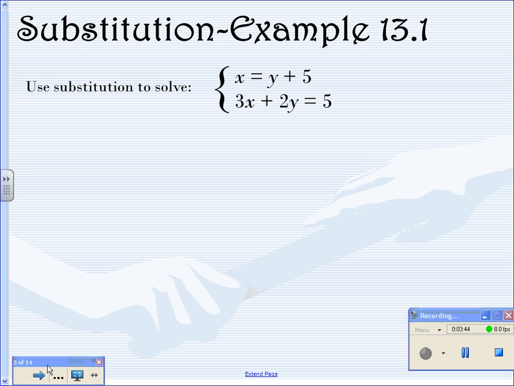This is the type of problem they're going to be wanting you to use substitution for right now. They want you to use substitution. So if it says use substitution, use substitution. Don't do it a different way. No, not yet. We'll learn elimination soon. Oh, elimination is good.